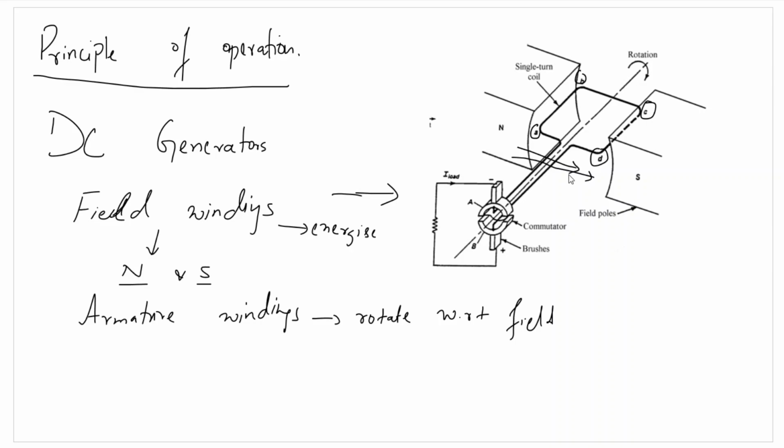Since the magnetic field is constant, we need to make sure that mechanical energy is supplied to the armature so that it starts rotating with respect to the field, and an EMF will be induced in these windings as per the general equation E = VBL cos theta, where V is the velocity of rotation, or the angular velocity of rotation of the conductors, B is the magnetic field, and L is the length of the coil.